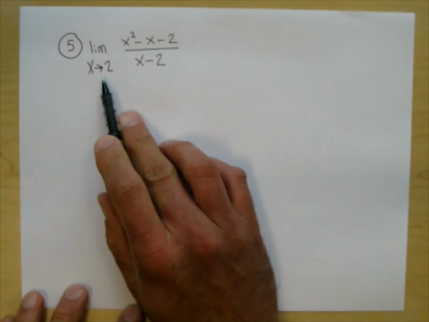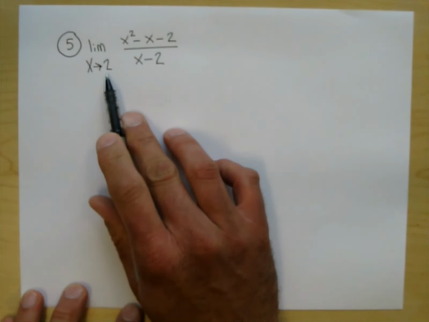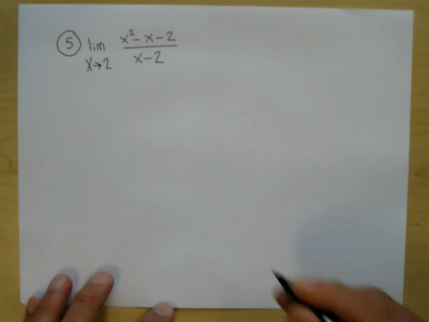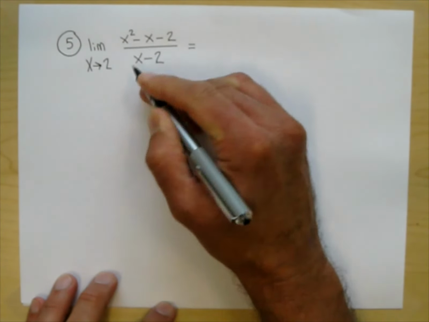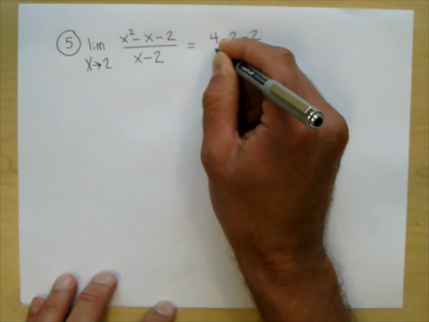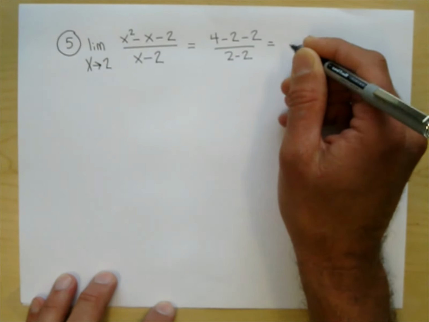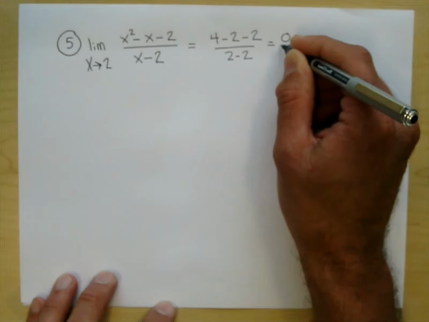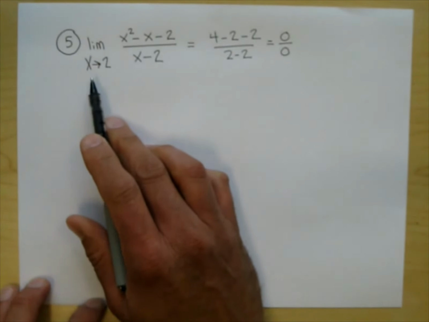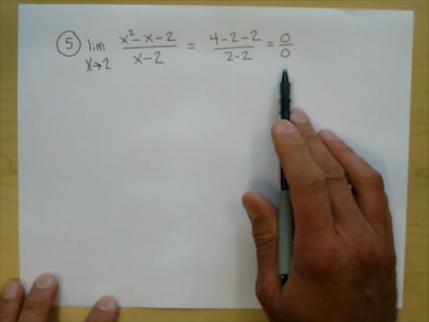Find the limit of this function as x approaches 2. So let's go put 2 in for x on this. What I end up getting is 4 minus 2 minus 2 all over 2 minus 2. This gives me 0 over 0. Okay, so this one, when we try to do substitution in here, we got something that's bad, 0 over 0.